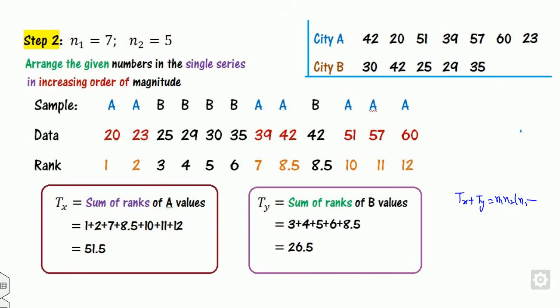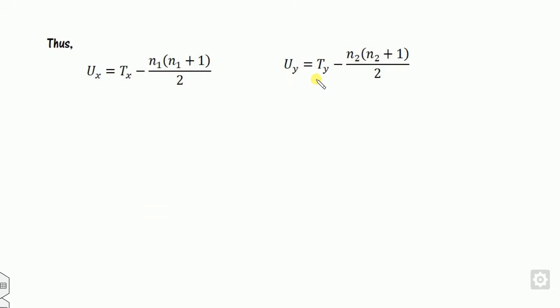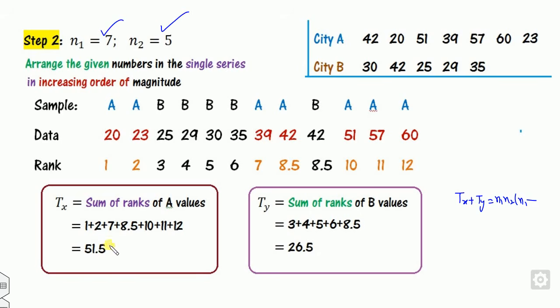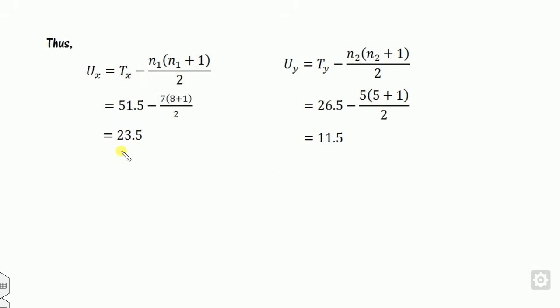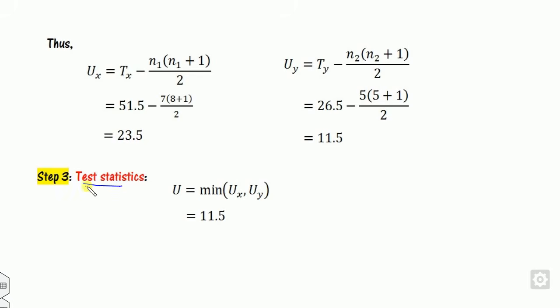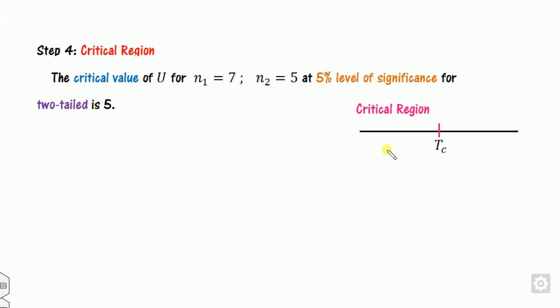Now based on Tx and Ty, you can define Ux and Uy. N1 is given as 7, N2 is 5, and Tx and Ty are here. Substituting in this equation, you get 23 and 11. This is step number 2. Step number 3 is to define U, the test statistic, which is the minimum of them, so it is 11. Step number 4 is to find the critical value Tc at 5%, with 7 and 5 for the two tail.